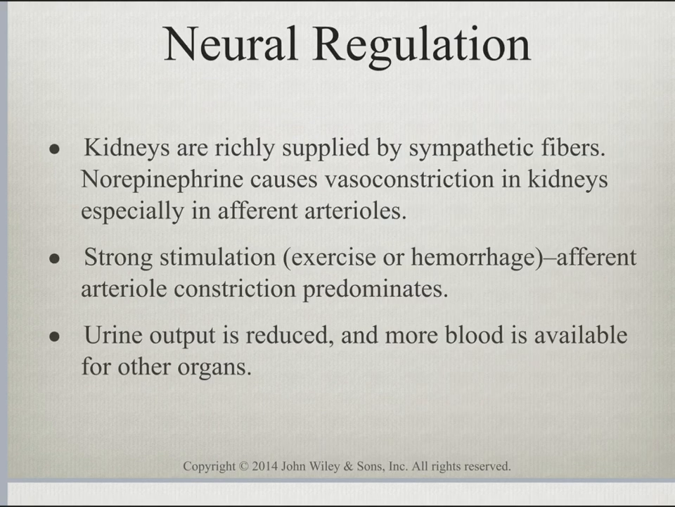Neural regulation. So first and foremost, the kidneys are going to be supplied richly by sympathetic fibers. So we discussed the autonomic nervous system and how the sympathetic portion is directly communicating with the kidneys. When we talk about release, we talk about norepinephrine causing vasoconstriction within the kidneys, and it's especially going to affect that afferent arteriole. If we go back to the smooth muscle thickness in that afferent arteriole that we covered in our past few slides, this is where that neuroregulation is really going to take hold.